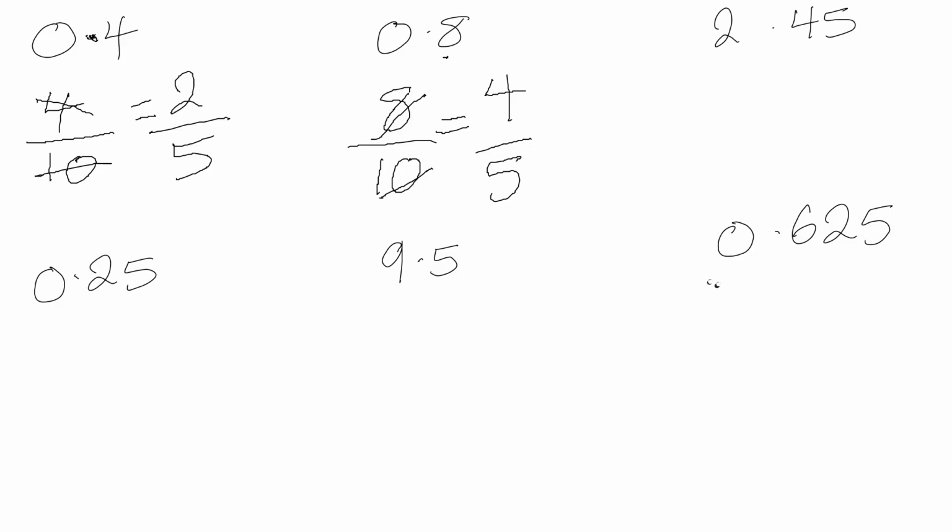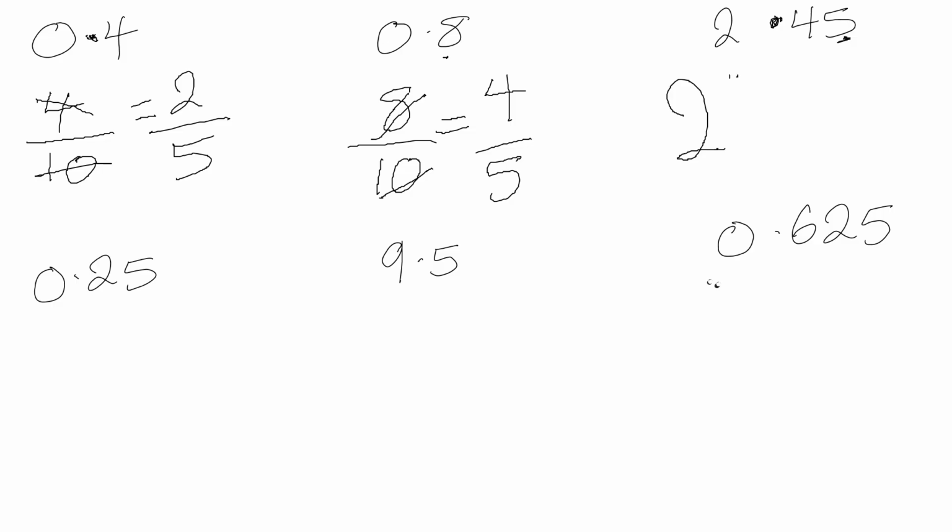So example 3, we have 2.45. So what does that mean? 2 is the whole number because the number before the decimal is a whole number. Then 4, then the last digit here is 5. So the place value for 5 is hundredths, so our denominator is going to be 100.